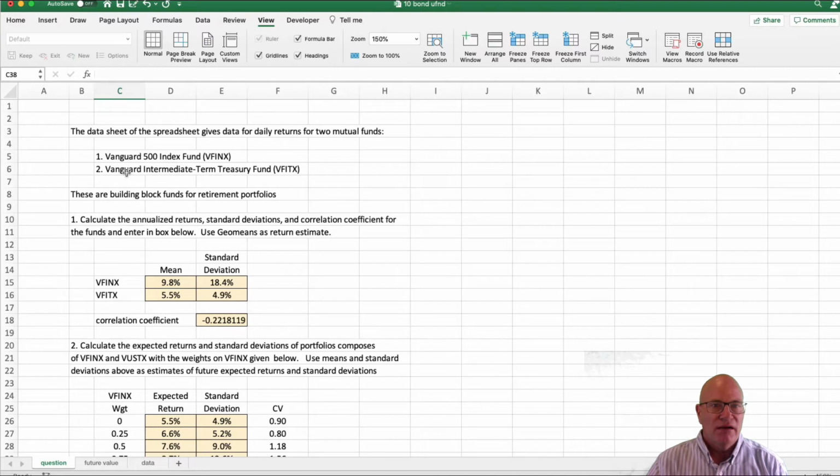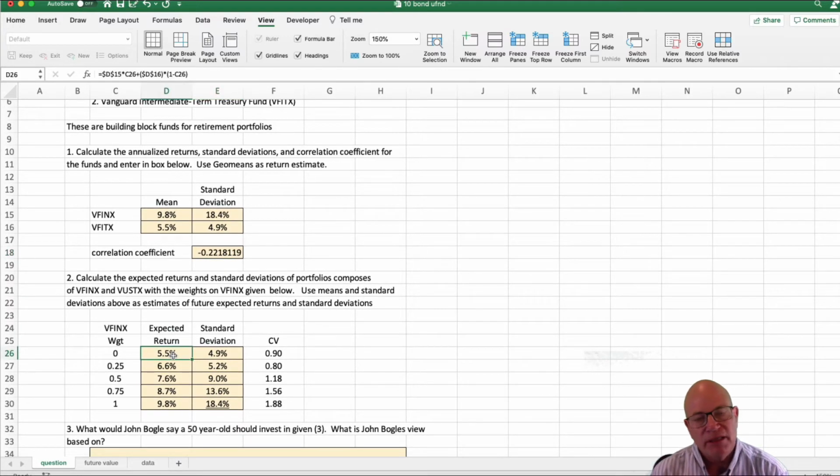We got the Vanguard 500 Index Fund and the Intermediate-term Treasury Fund. Our Index Fund for that period from 1991 till 2020 had a 9.8% mean, 18.4% standard deviation. Our Vanguard Intermediate-term Treasury Fund, 5.5, 4.9. And a correlation coefficient of minus 0.22. This is part of the reason why Bogle says combine a stock index fund with a treasury fund, because of this negative correlation.